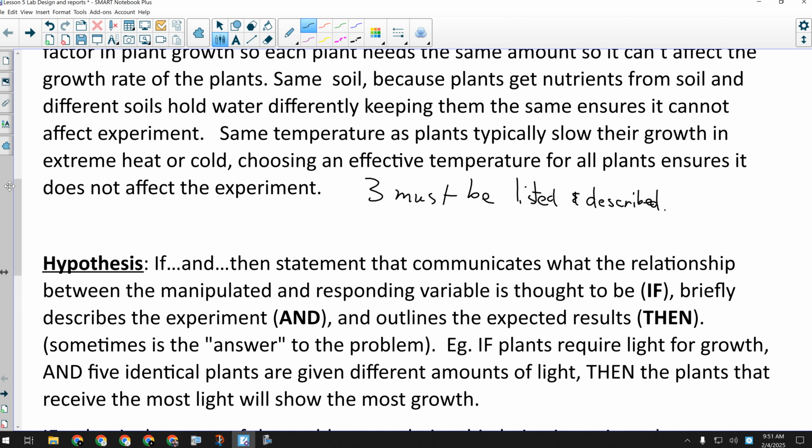Okay, so it's an if, and then statement that communicates what the relationship between the manipulated and responding variable is thought to be. That's the if part, if light affects growth. Okay, briefly describes the experiment, that's the and part, and 5 different plants are given different amounts of light. Okay, then it outlines the expected results. Then the plants that receive the most light will show the most growth. Okay, everybody all right with that?